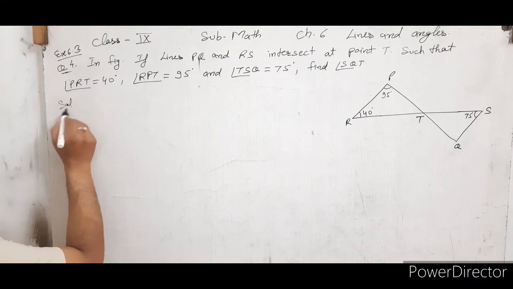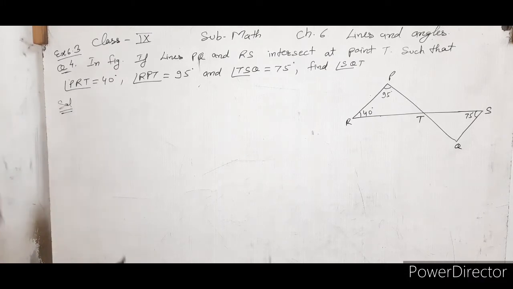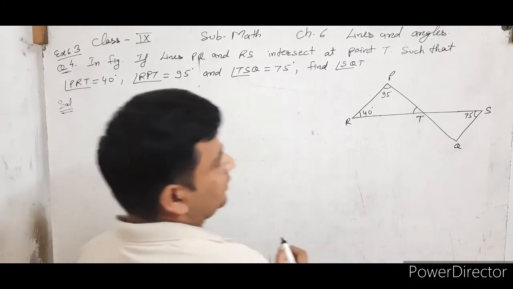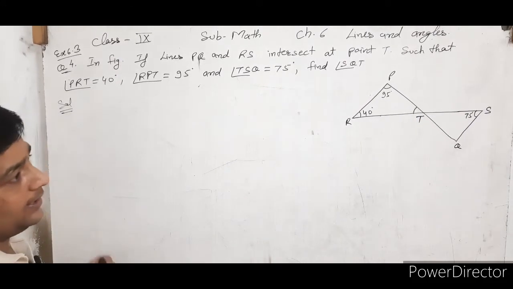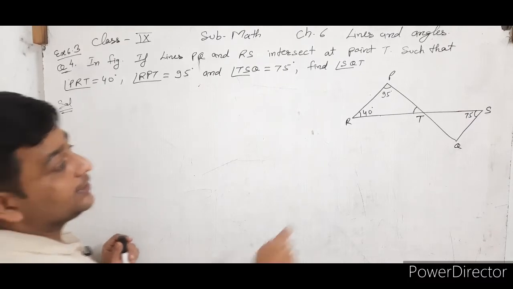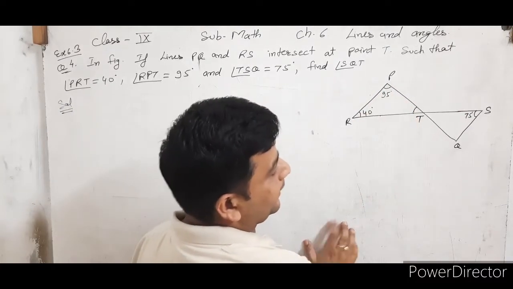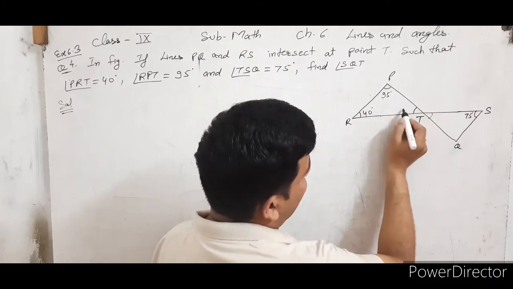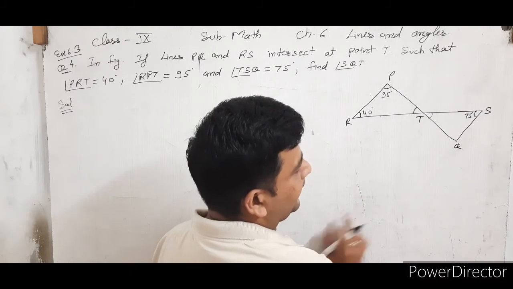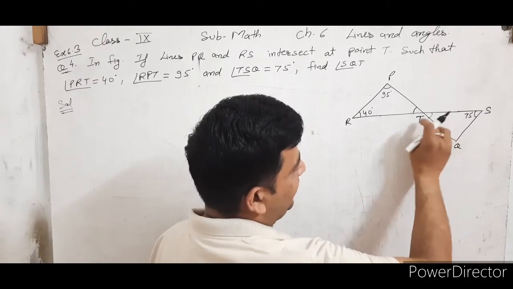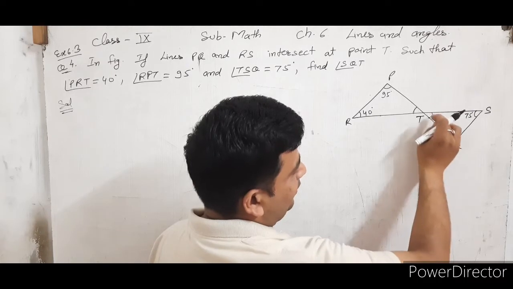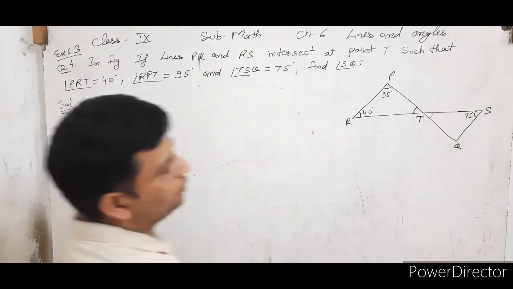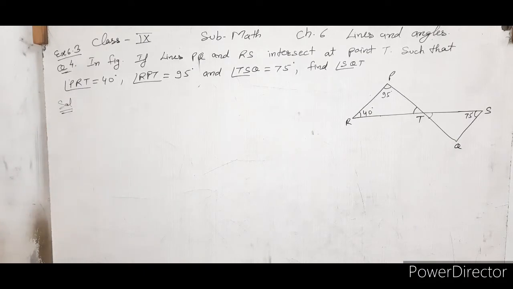Solution. First of all, we will calculate this angle. PRT is a triangle, and by the angle sum property, we can find the angle RTP. Then this is a vertically opposite angle, so these two angles are equal. Now in triangle STQ, we know angle T, we know angle S, we can find the angle Q, which is the answer of this question.